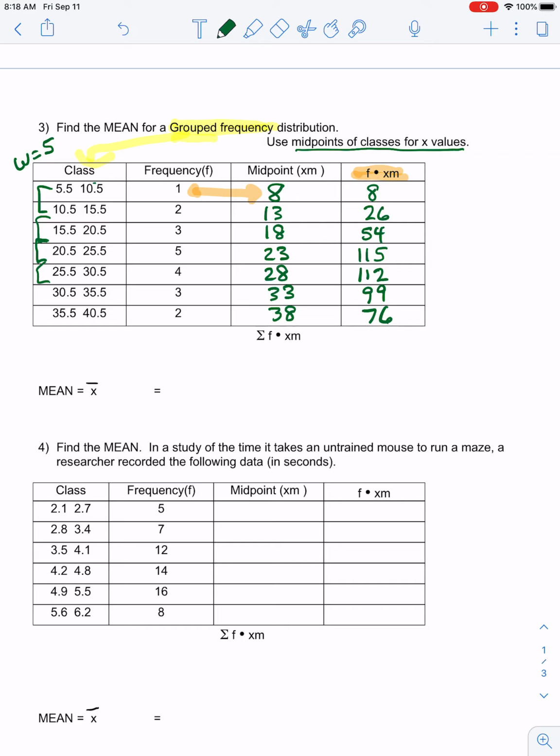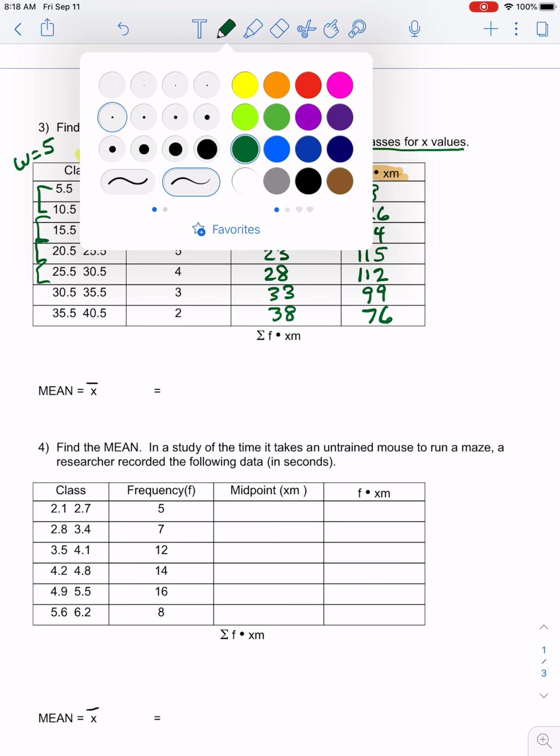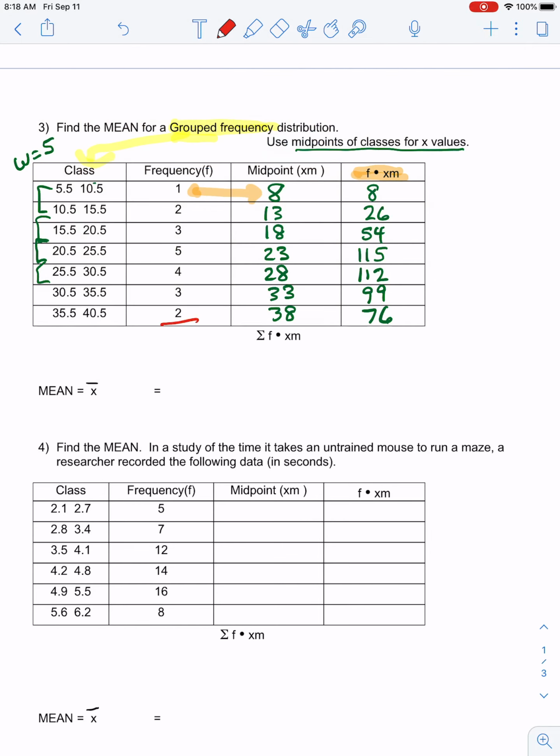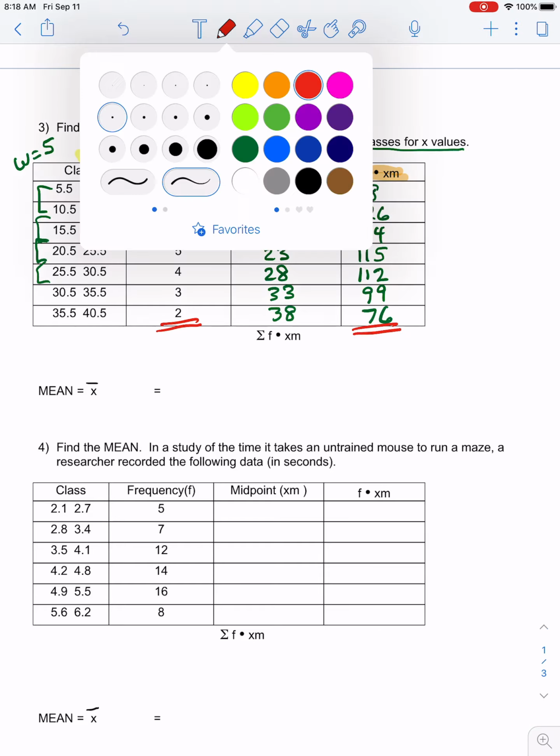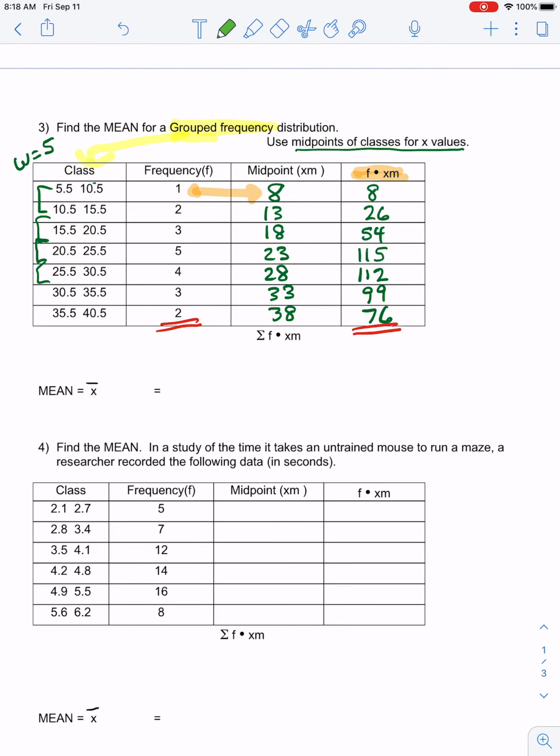All right, we need to add up two columns now. We need the sum of the frequency and the sum of f times xm. We will not ever add the midpoints. That doesn't have any value to us whatsoever. When I sum the frequency, I get 20. That's your n value. When I sum f times xm, you get 490.